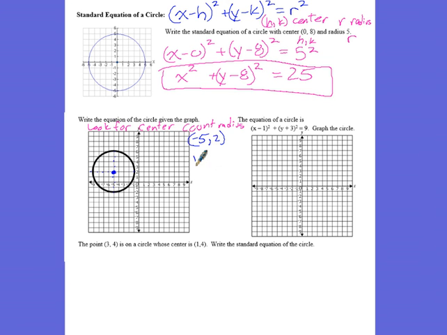And I counted the radius. The radius was equal to 4. And so now it's just a matter of substituting that stuff into our equation. Again, this is h, k. So this equation becomes (x plus 5) squared plus (y minus 2) squared equals 16. So remember that 16 comes from r squared, 4 squared.